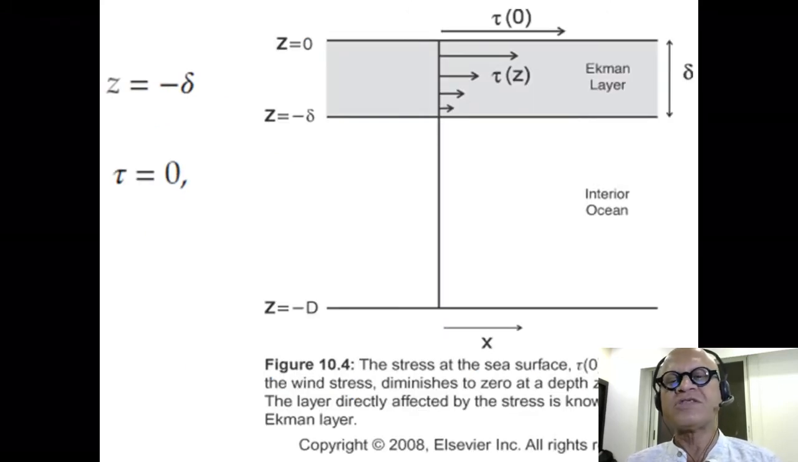So look at this cartoon now, a little bit better than the first one we saw, where tau 0 is the wind stress at the surface. There is an Ekman layer delta. Why is it called Ekman layer? It turns out that Fridtjof Nansen had gone to the North Pole. He tried many times and succeeded in the end. He was a Nobel Prize winner for peace.